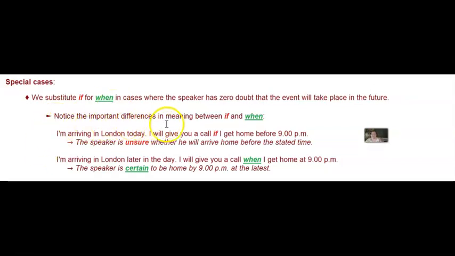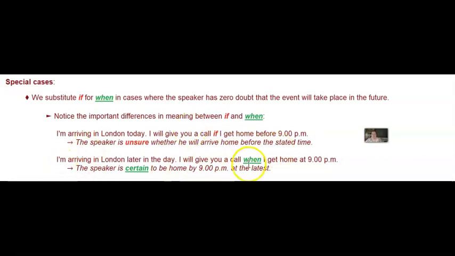Notice the important differences in meaning between if and when. Example: I'm arriving in London today. I will give you a call if I get home before 9 p.m. When we use if, we are not entirely sure. In other words, we are unsure of the facts. We are unsure of the result. In other words, in this particular case, the speaker is unsure whether he will arrive home before 9 p.m.